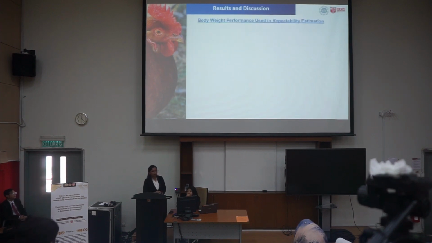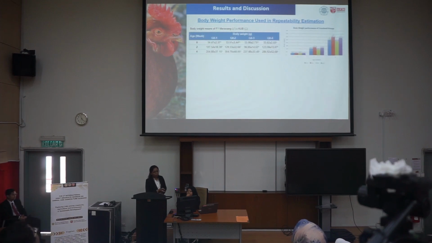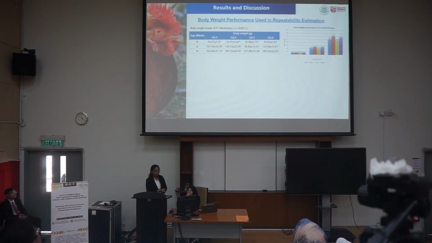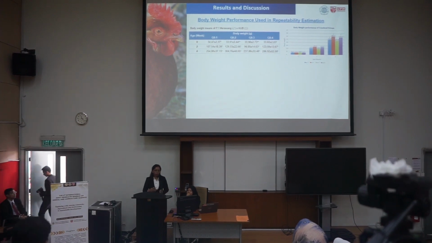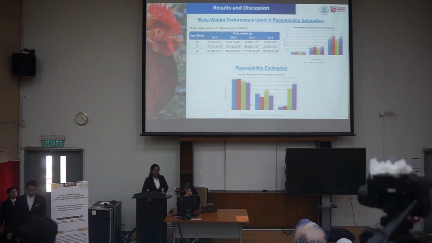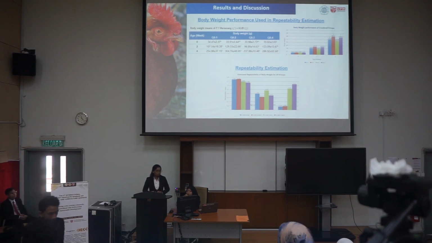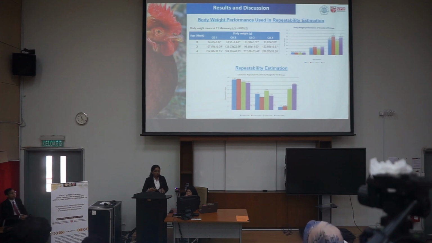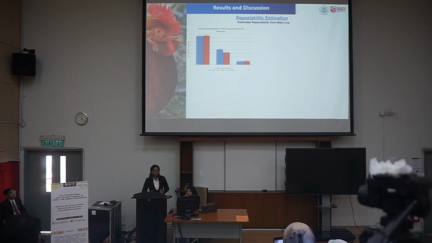For the repeatability of body weight, we can see the body weight performance here, especially for week 4. Then for the repeatability estimation, we can see the graphic for all groups, group 1, 2, 3, and 4. It is especially important for week 4, because we use the female line and also the male line. The male line is from Merawang and the female is KUB.